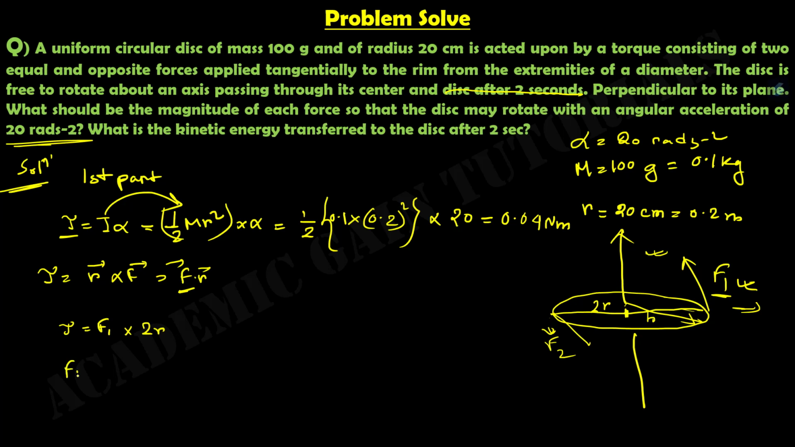So we can write F1 equals torque tau by 2r. We found tau equals 0.4, and 2 into 0.2, which will be equal to 1 Newton. So this is the value of each equal force, F1 equals F2. So the equal force applied to create a torque in that disk is equal to 1 Newton. We found the first part of this problem.